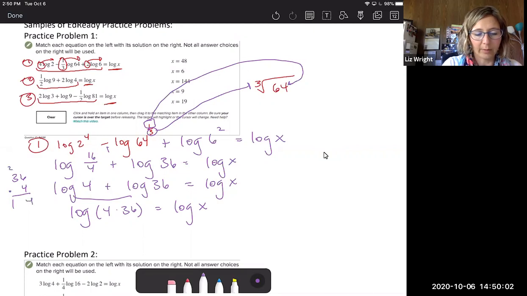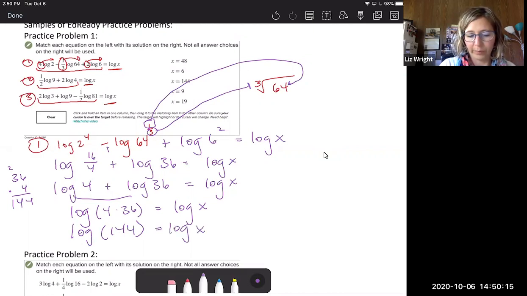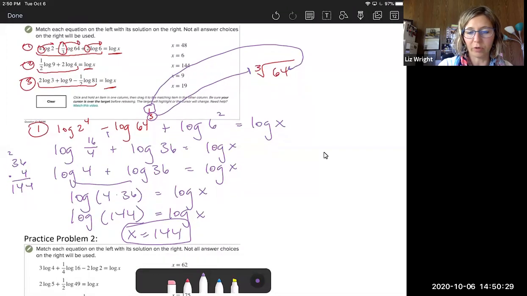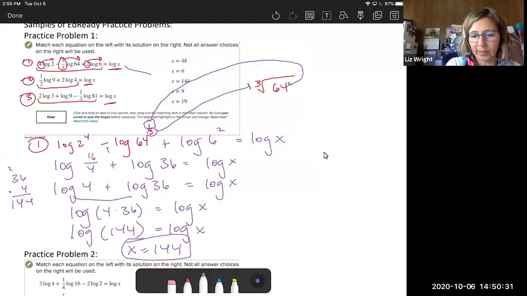24. Okay, yep, 144. All right. So we're going to get x equals 144 for that. What do you think? Think you can handle the other ones? I'm not going to do 2 or 3. I think you can try that one. So here's our answer, by the way.